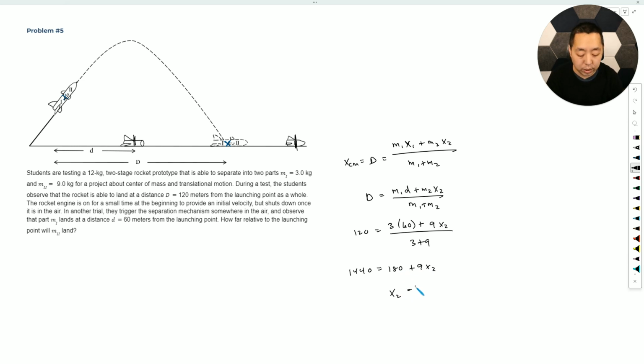I'm going to take that 1440, subtract 180, and then divide by 9. And I get 140 meters away.